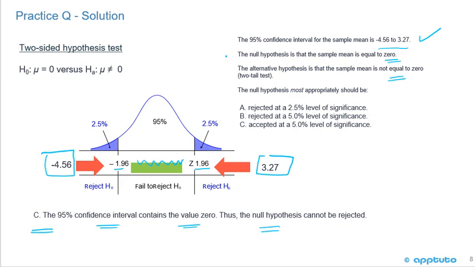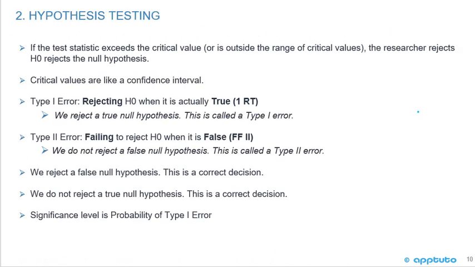So you can see what it's saying is that the 95% confidence interval contains the value 0. So when you're looking at the hypothesis and the null hypothesis, that it's equal to 0, not equal to 0, that's falling in here. So you fail to reject. The null hypothesis cannot be rejected. So as I said, be careful with the language a little bit. It's saying that it's accepted. Fail to reject. Sometimes they're saying it's accepted at a 5% level of significance. If the test statistic exceeds the critical value or is outside the range of critical values, the researcher rejects the null hypothesis. Critical values are like confidence intervals, okay?